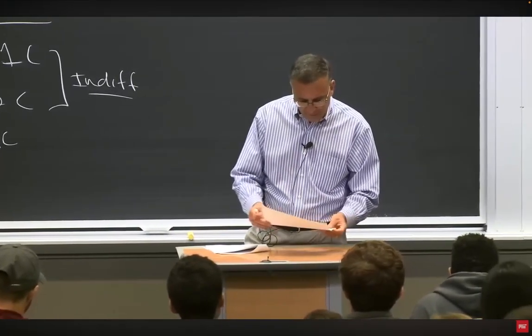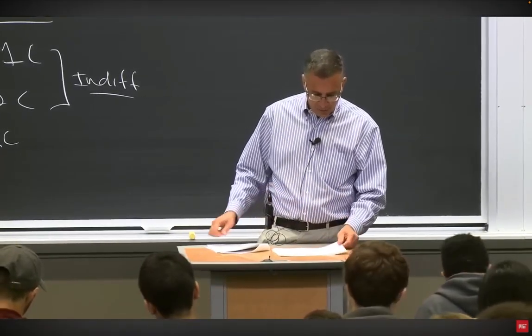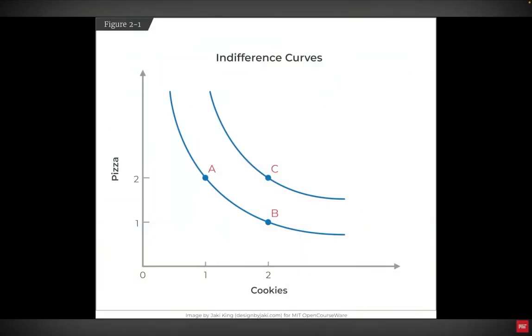And we do so in figure 2.1. Okay, in the handout. So here's your indifference curve. We've graphed on the x-axis your number of cookies, on the y-axis slices of pizza. Now, we've graphed the three choices I laid out here. Choice A, which is 2 slices of pizza and 1 cookie. Choice B, which is 2 cookies and 1 slice of pizza. And choice C, which is 2 of both. And I've drawn on this graph your indifference curves.